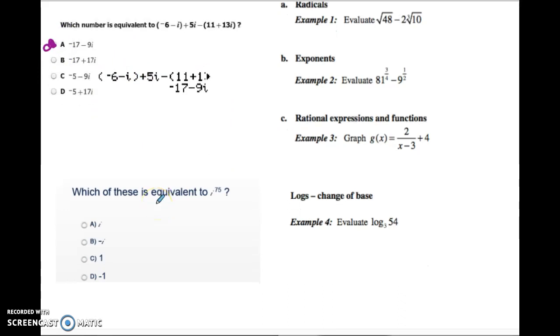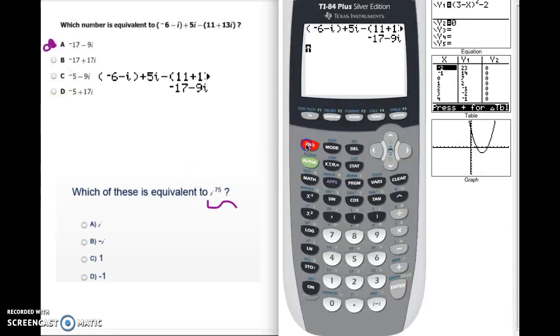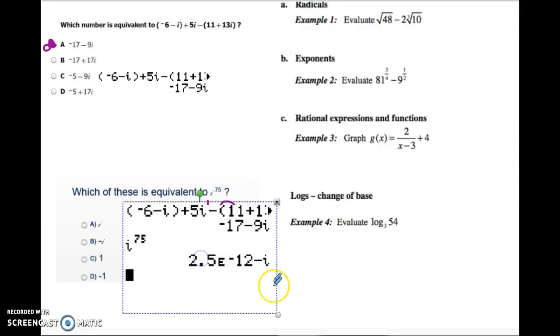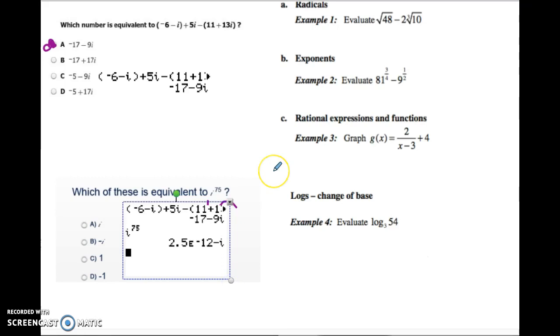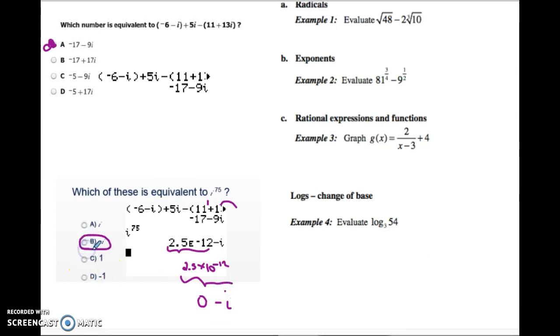Now, if I use that same idea to put i to the 75 in our calculator, we would have this. Now, remember, your calculator does this really strange thing where instead of just saying 0, it sometimes writes out these weird numbers. Well, remember what this means. This means 2.5 times 10 to the negative 12. Well, that is a 0. And so you really have a 0 minus i. So that's kind of a confusing way to see that it's a negative i.